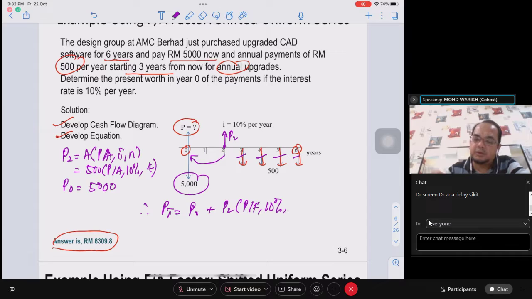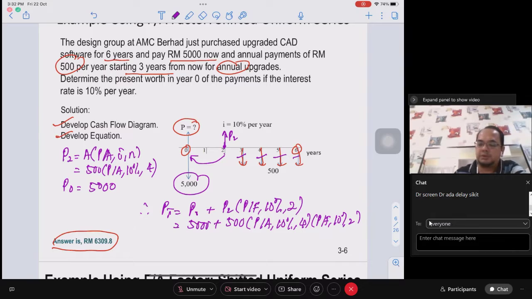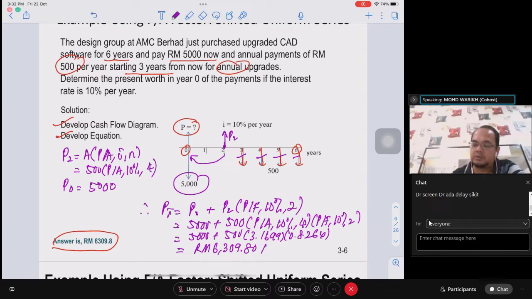At I 10%, it is 5,000 ringgit plus A, which is 500 ringgit, times P over A at 10% and 4, times P over F. We get 5,000 ringgit plus 500, and then go to table 3.1: 0.6995, 3.1699, and add this number, and then we get 6,000. And this is the number.